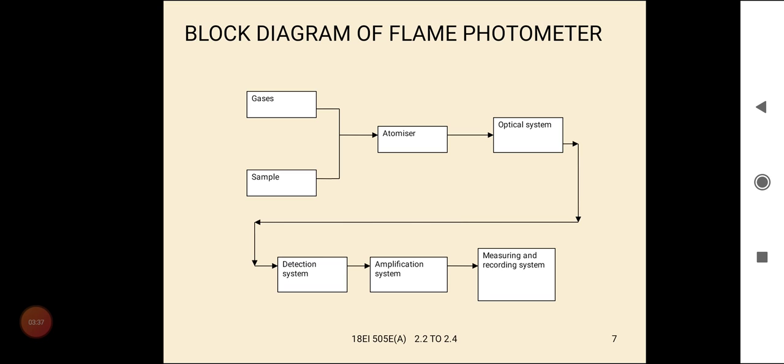So the gases like compressed air or oxygen are mixed with the sample. The sample is carried into the atomizer along with the oxygen or compressed air. So it will produce an aerosol, that is, breaking of large drops into small drops of sample into the burner.